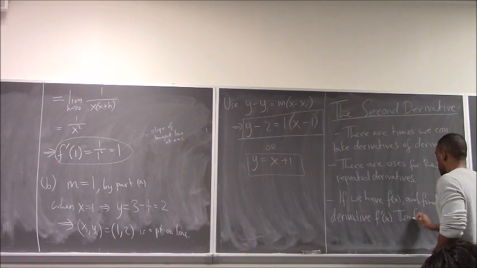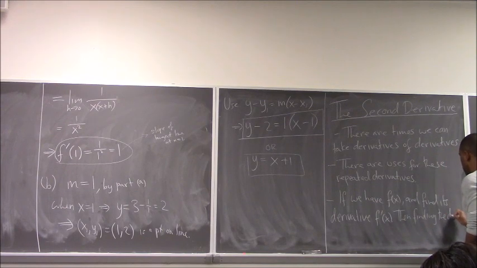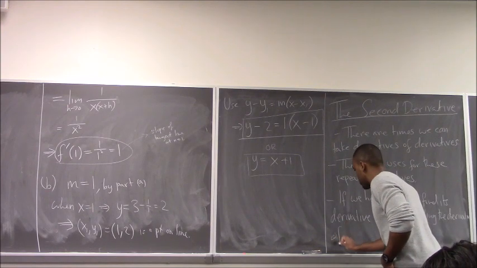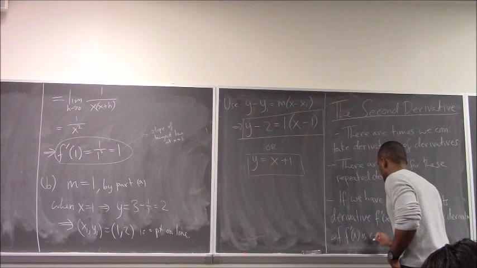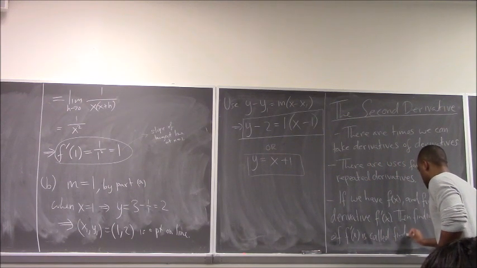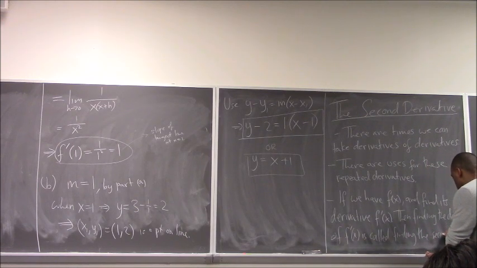then finding the derivative of f prime is called finding the second derivative. So second derivative just kind of means what you think. Do the derivative twice.